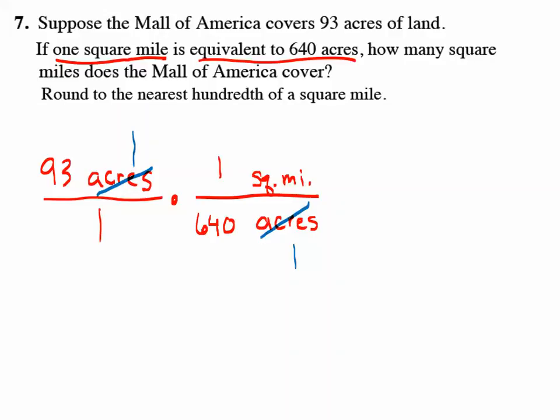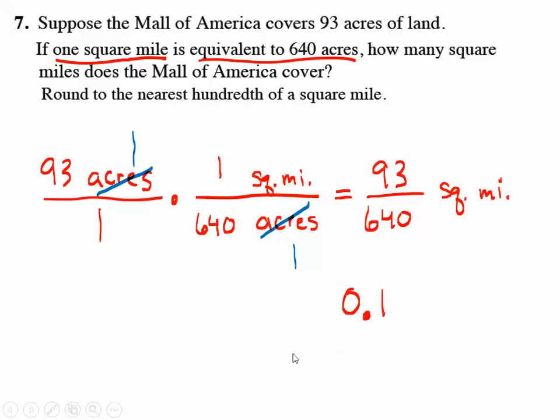And now on top, I got 93 times 1, or 93. On the bottom, 1 times 640 is 640. And now the only unit left really is square miles. Okay, and here's where the calculator comes in a little handy. 93 divided by 640 is approximately 0.15.